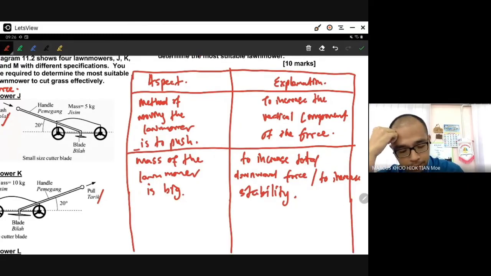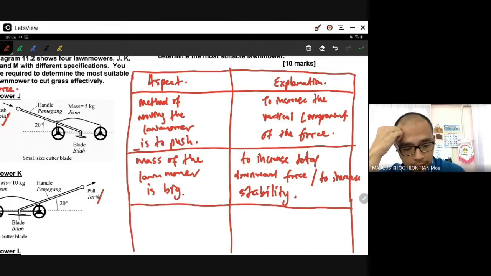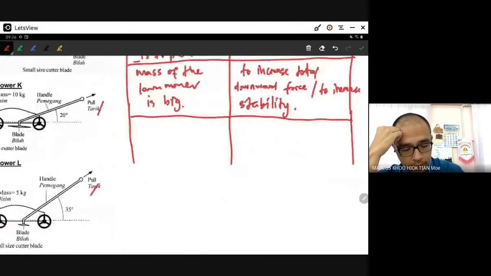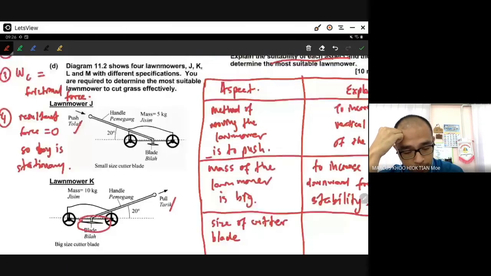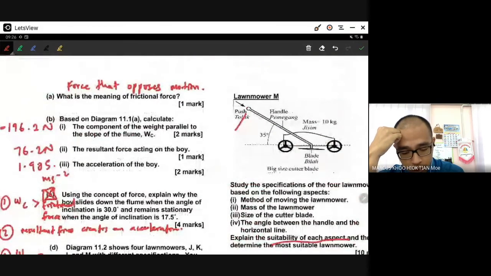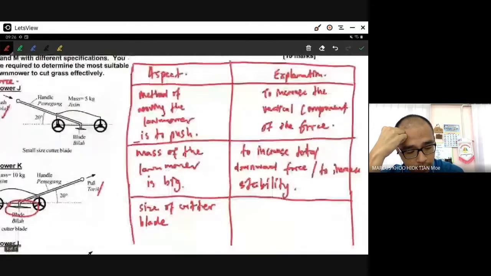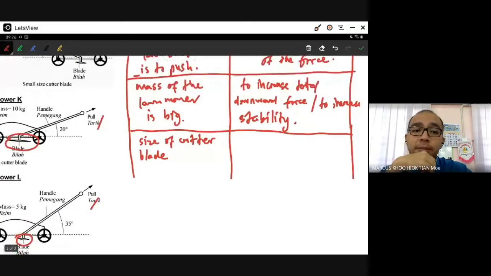Okay, the third aspect. What is the third aspect? The third aspect is the size of the cutter blade. Let's see what the options are. Big or small? What do you think? Should the size of the cutter blade be big or small? Anybody? This is very, no need brains one. Everybody also can answer this. Should the size of the cutter be big or small?